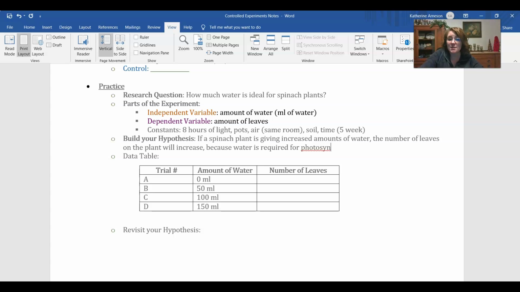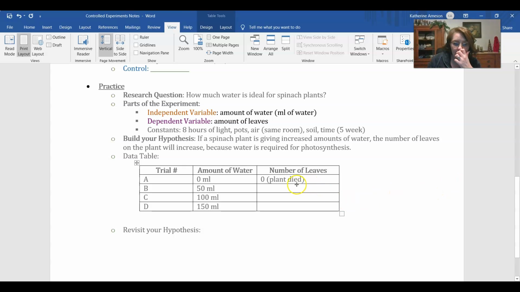Okay, so this means that I've basically come up with a good science reason. Wow, I guess I'm really bad at spelling on the computer. I've got a good reason for this to be true. So I'm going to look at my data table now. Let's say I do this experiment. Let's say the number of leaves here is going to be 0 because the plant died.